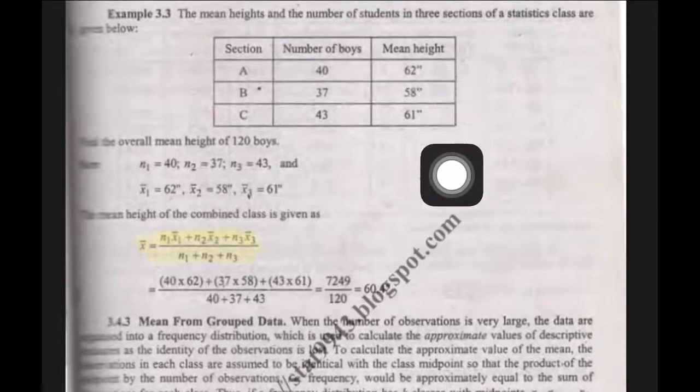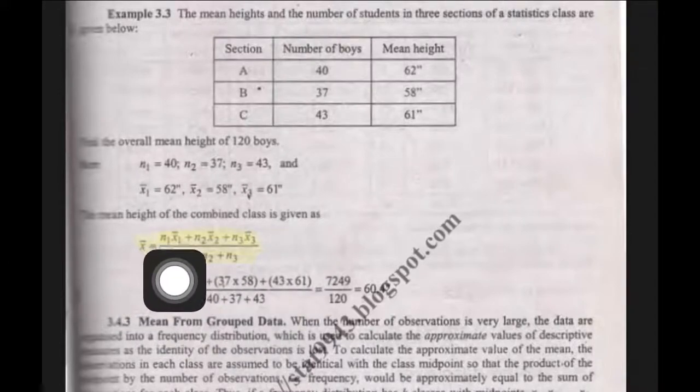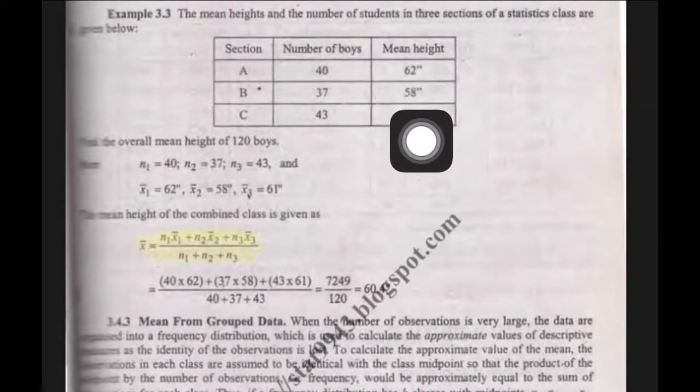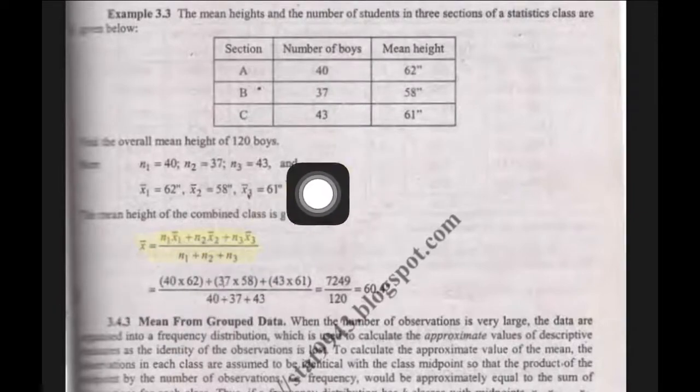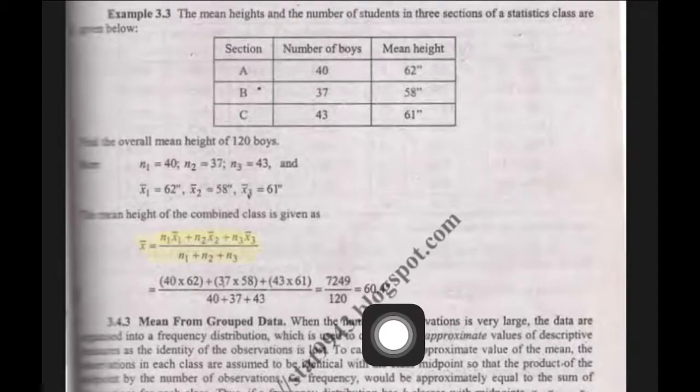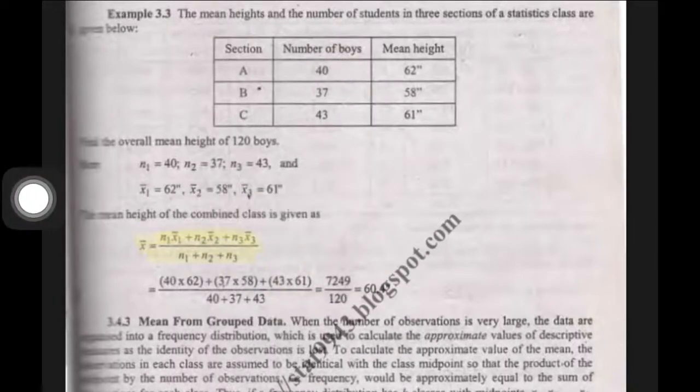What we have to do, I am using here the third property. I am first multiplying these two values and dividing by the ni's. So putting all the values in the formula, I got that result, that is 60.4. So this is the mean height for that given case.